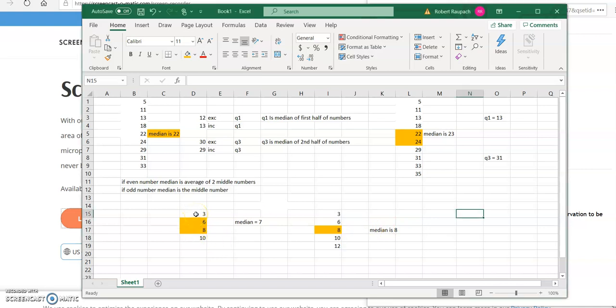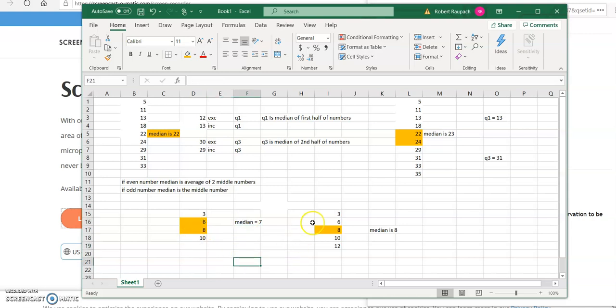When we're doing a median, and this is regardless of method you choose, if there are an even number of points, say 3, 6, 8, 10, then the median is always the average of the two middle numbers, because there is no one number that's right in the middle. So you take the two numbers right in the middle, in this case 6 and 8, and take the average of those two numbers, so the median is 7.